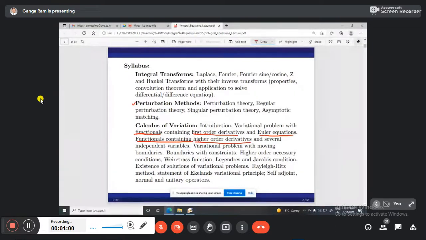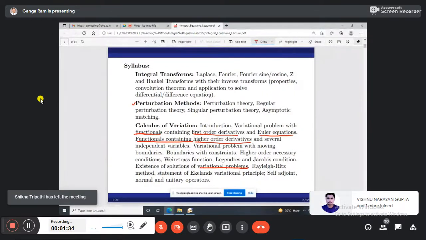So you know these words; you have listened to them before. What is the derivative? What is the differential equation? Okay, this differential and difference equation, and several independent variable problems with moving boundary conditions, boundaries with constraints, higher order necessary conditions, various stress function, Legendre and Jacobi's condition, existence of the solution of variational problem, and the Rayleigh method, statement of the variational principle, in which there are self-adjoint, normal, and unitary operators.